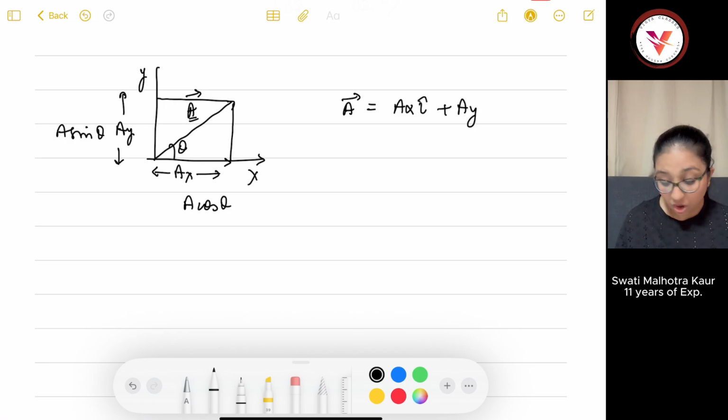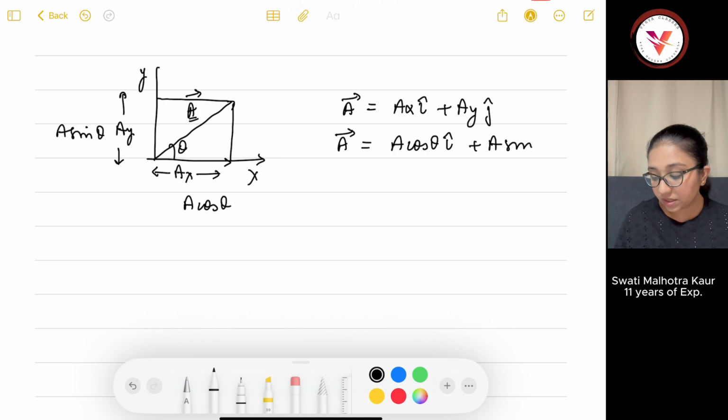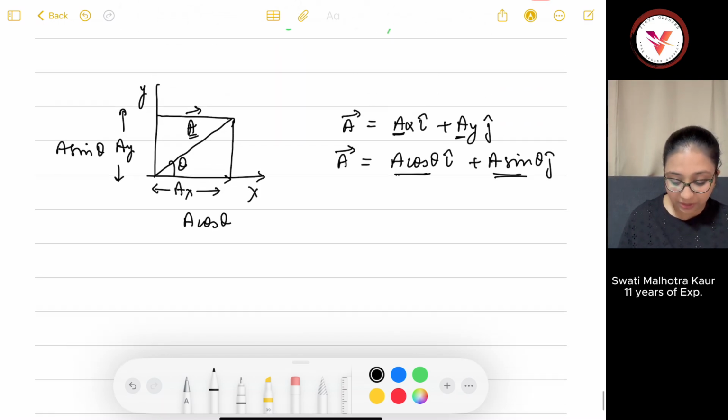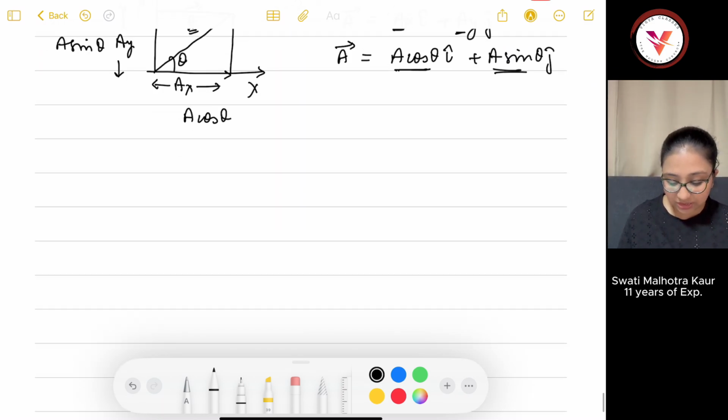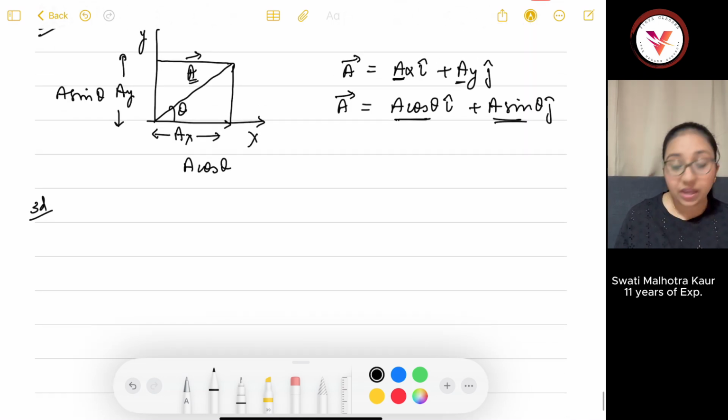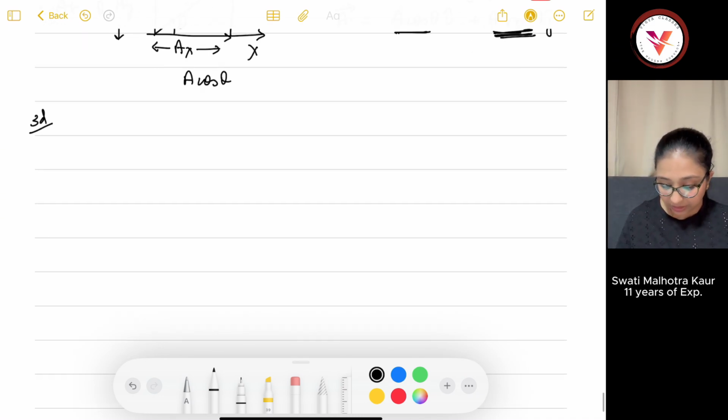Now, or it can be written as a cos theta i cap plus a sin theta j cap, where your ax जो है becomes a cos theta, ay is a sin theta. Very easy. Now if we talked about 3D, you just need one more factor here, but then it will resolve in only cosine terms. Okay, that we will learn later.